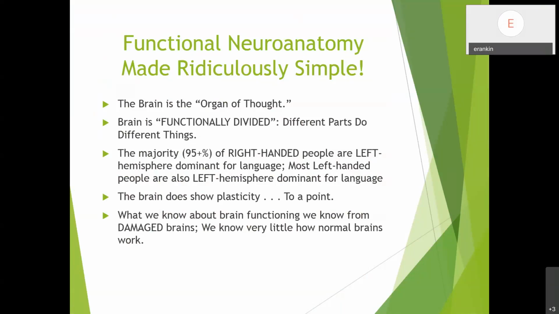And this gets us to these functional neuroanatomy made ridiculously simple points here. Number one, the brain is the organ of thought. The brain is functionally divided, different parts do different things. The majority of right-handed people are left hemisphere dominant for language, and most left-handed people are left hemisphere dominant for language as well.